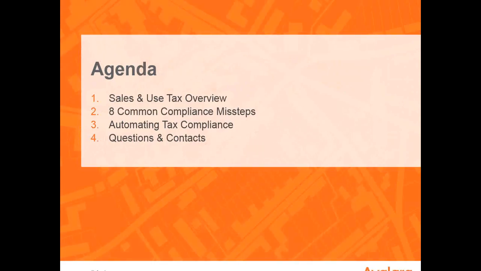So the agenda is, first we're just going to go over generally what sales and use tax are and what you have to do to be compliant, some of the pitfalls that we come across and missteps that can take place when you're doing things manually or not have a repeatable process, as well as ways that you can automate your tax compliance, and I'll talk a little bit about how Avalara can help out there. And I'll leave my contact information at the end as well. So without further ado, let's get going here.